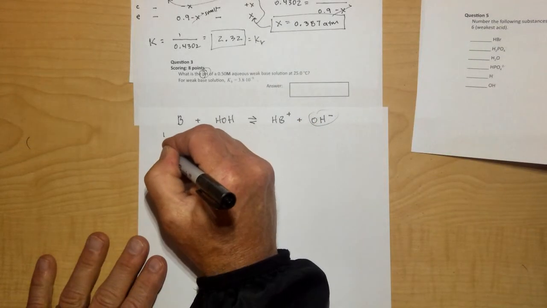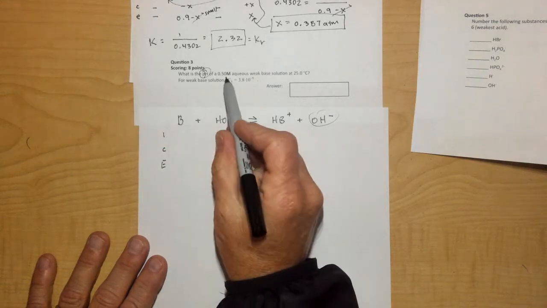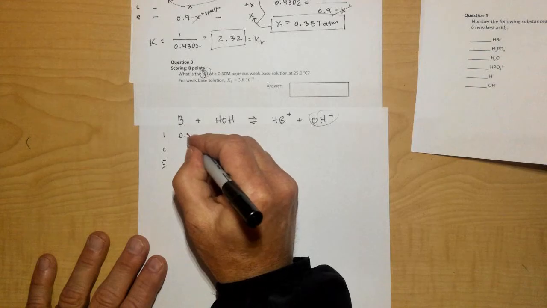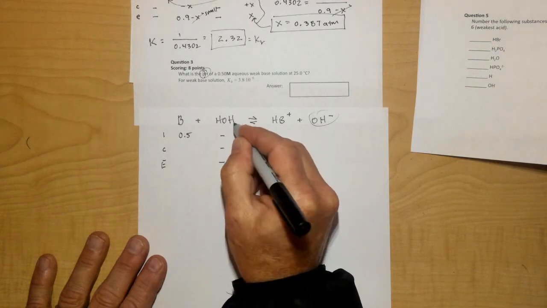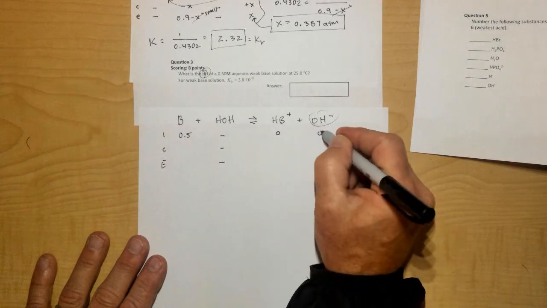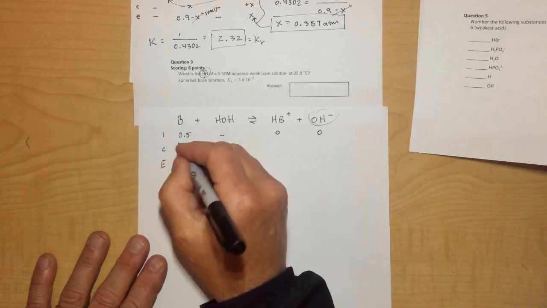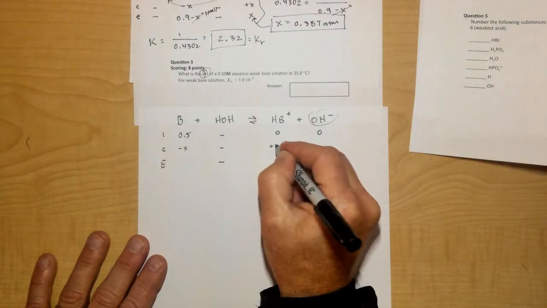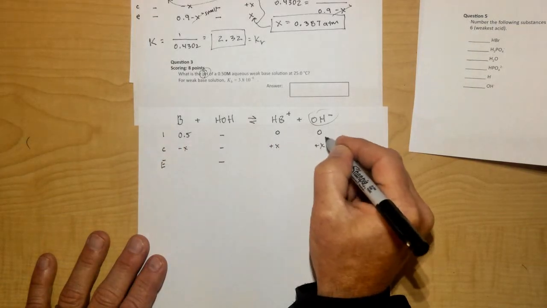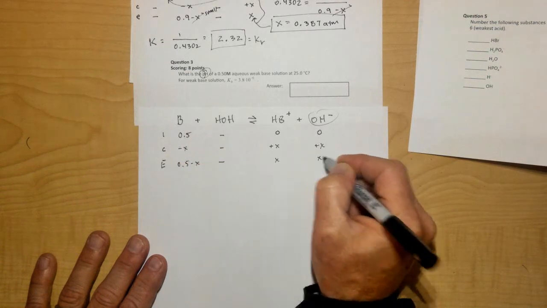So initial, change, equilibrium, and we're told that we have a 0.5 molar solution, none, because this is a pure liquid, and we have to assume that there's none of this to start with and none of this to start with. When the change takes place, we're going to lose X amount of this, and we'll gain X amount of this, and we'll gain X amount of this. And so we end up with 0.5 minus X, X, and X.